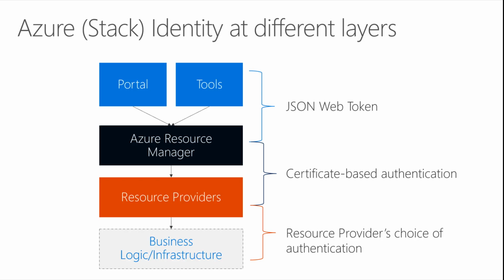The resource providers will call some business logic that the resource provider, or RP, governs. All of the default RPs use Kerberos, but when you add on resource providers, they can choose their method of authentication with the underlying data plane.